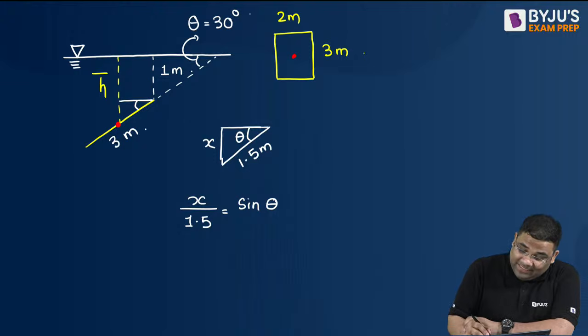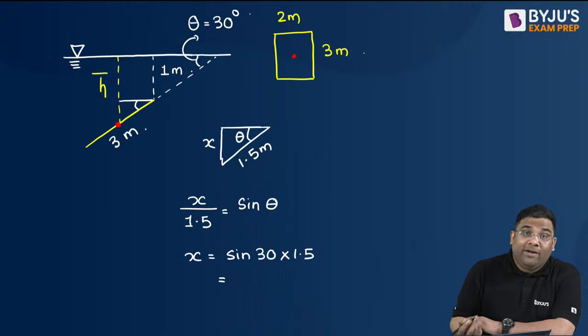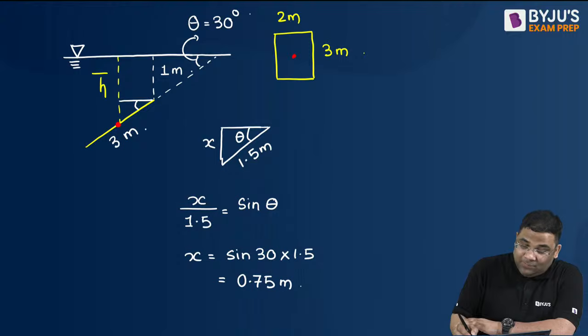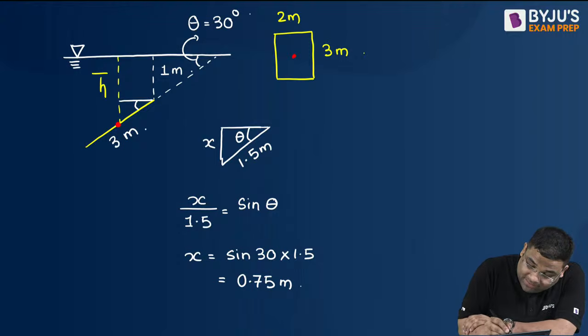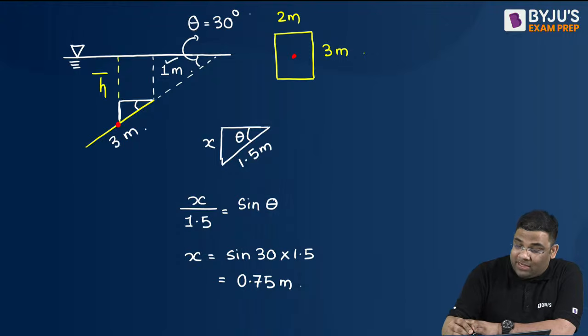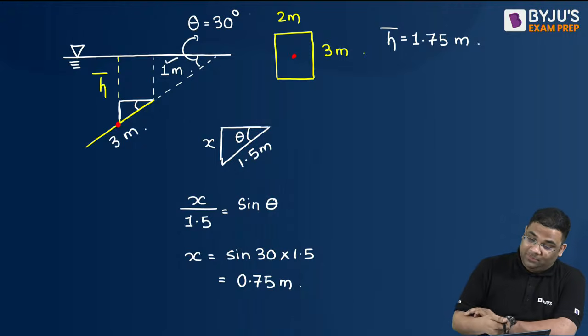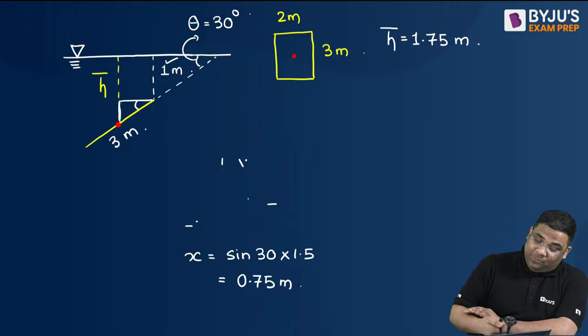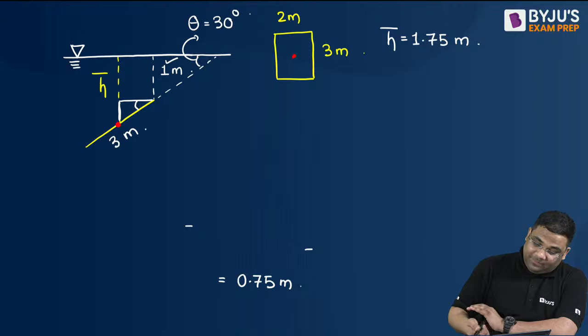So can I say your x will be sine 30 into 1.5. Sine 30 is 0.5, so it makes how much? 0.75. So this x is 0.75, right? And this is 1. So what is h bar? You're getting h bar as 1.75 meter. Okay, so if h bar is 1.75 meter, then what will I do?